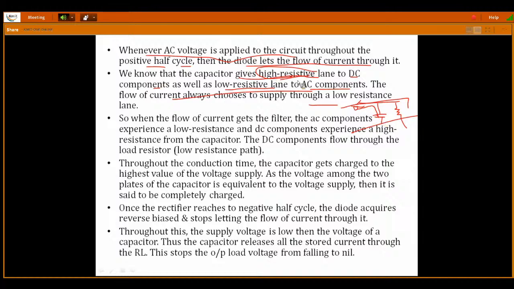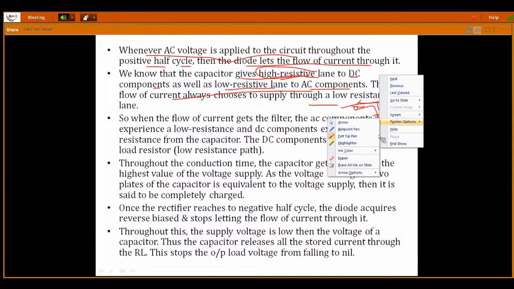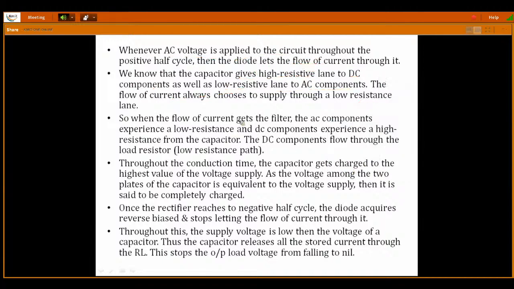We know that the capacitor gives a high resistance lane to the DC component as well as a low resistance lane to the AC component. The flow of current is always chosen to flow through a low resistance path. So when the current reaches the filter, the AC component experiences a low resistance and the DC component experiences a high resistance from the capacitor. Ultimately, this capacitor is blocking the DC component, offering it a high resistance path, so the DC component flows through the low resistance load.